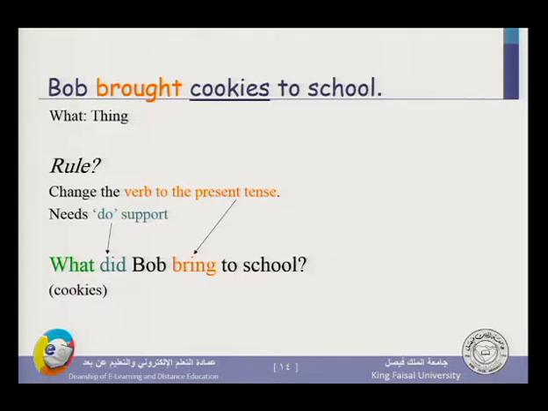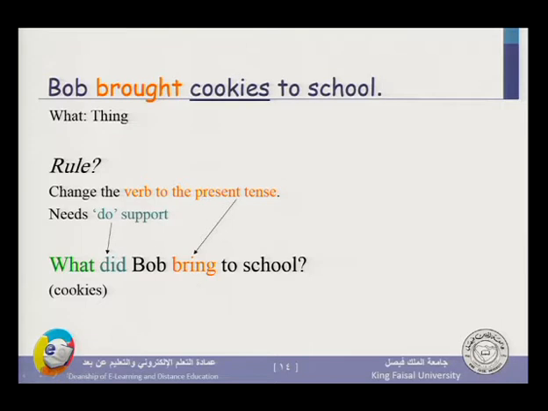So again, what question word can I use here? Bob brought cookies, so I can ask about cookies. I can ask what. What form of do do we need here? Past, yes, did. What did, and the subject, Bob. And the base form of the verb brought is bring. So, what did Bob bring to school? See here, did is a form of do, and we change the verb to the base form. Bring.